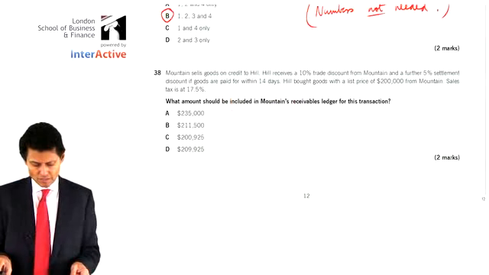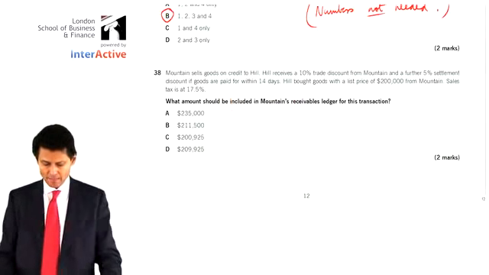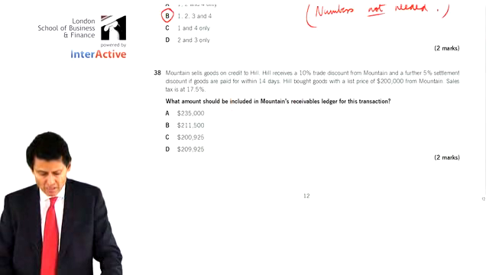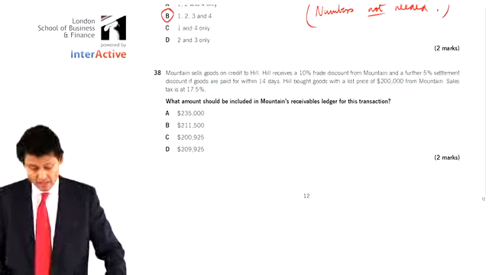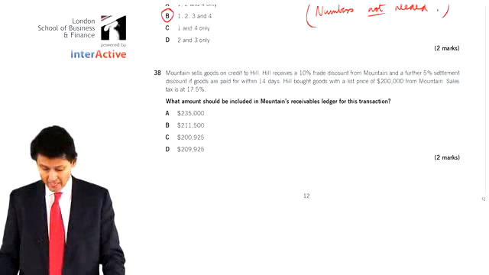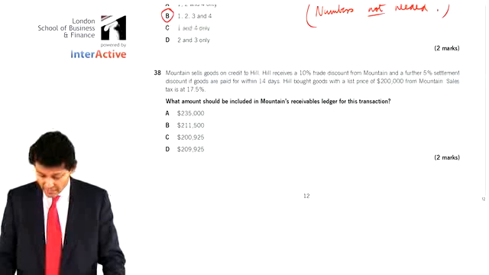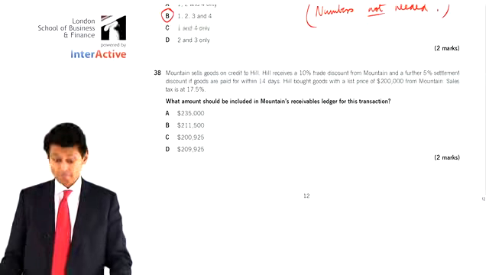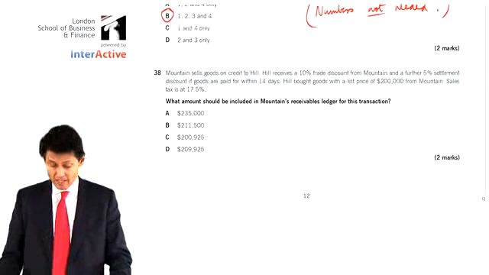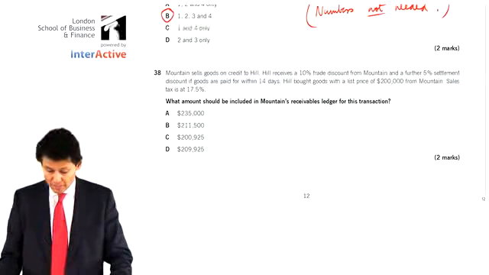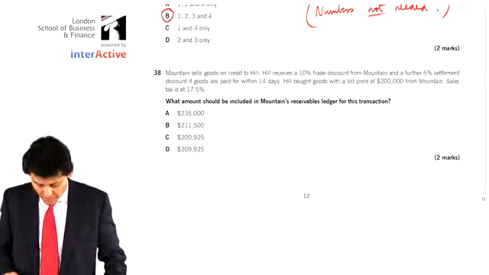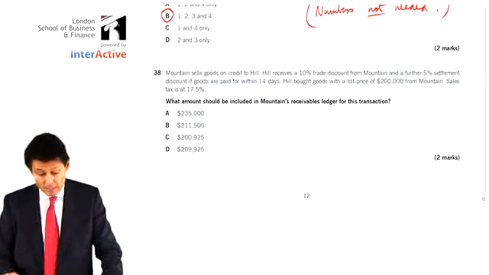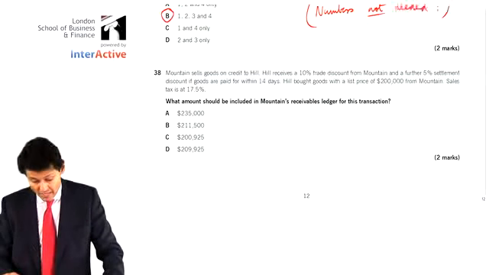All right, let's march on to, say, question number 38, perhaps. Mountain sells goods on credit to Hill. Hill receives a 10% trade discount from Mountain and a further 5% settlement discount if goods are paid within 14 days. Hill bought goods with a list price of $200,000 from Mountain. Sales tax is 17.5%. Calculate, assuming 5% is claimed, of course, how you do this kind of thing. What amount should be included in Mountain's receivables ledger for this transaction?